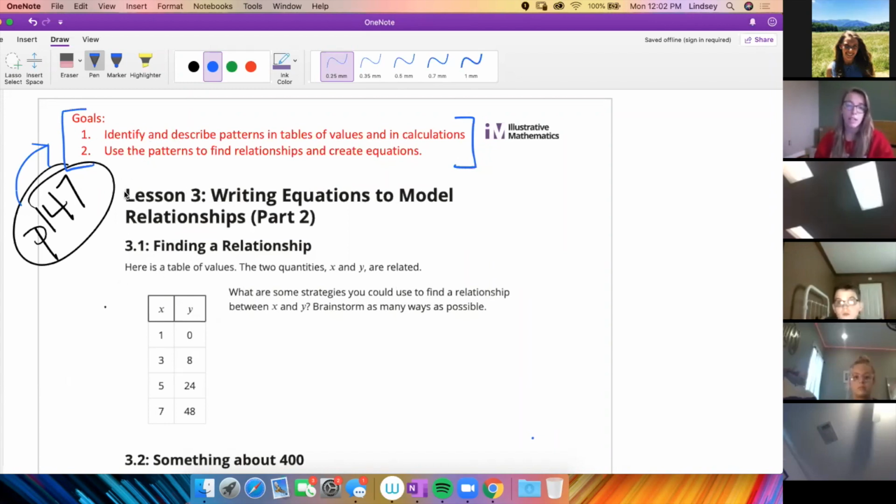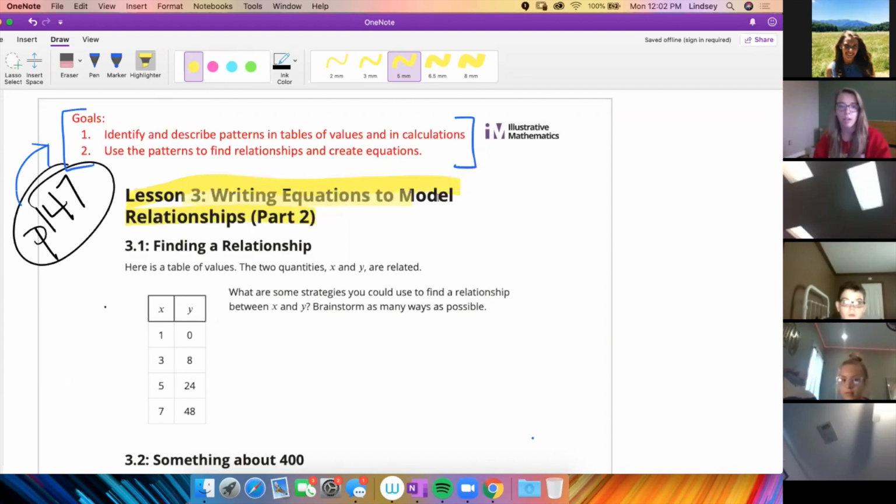In the last two lessons, we started talking about how we can use equations to model real world situations. We did that with our pizza parties, the blueberries, and the earnings. We're going to continue that today. Right here in lesson three, we're going to be writing equations to model relationships. This is just part two of it.